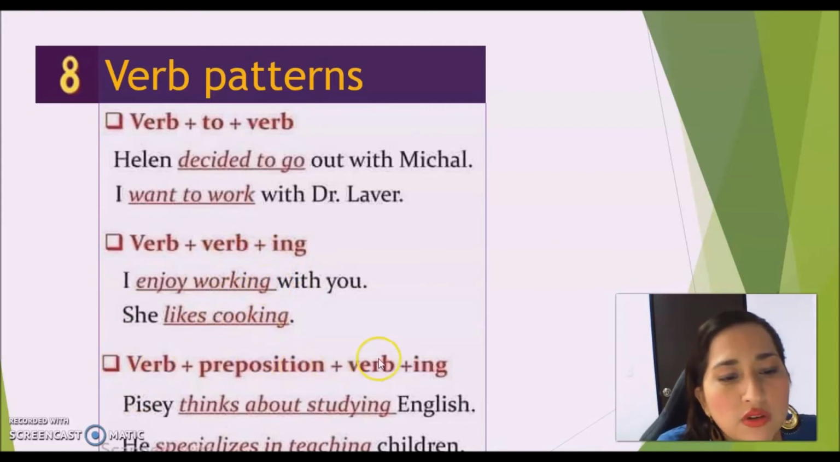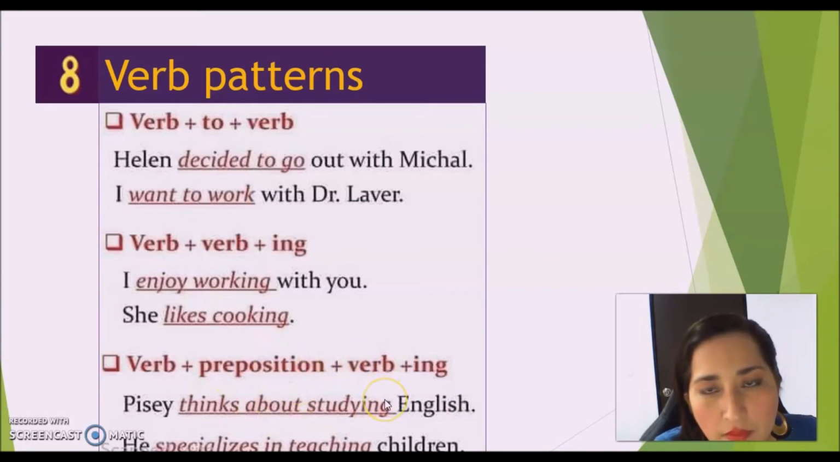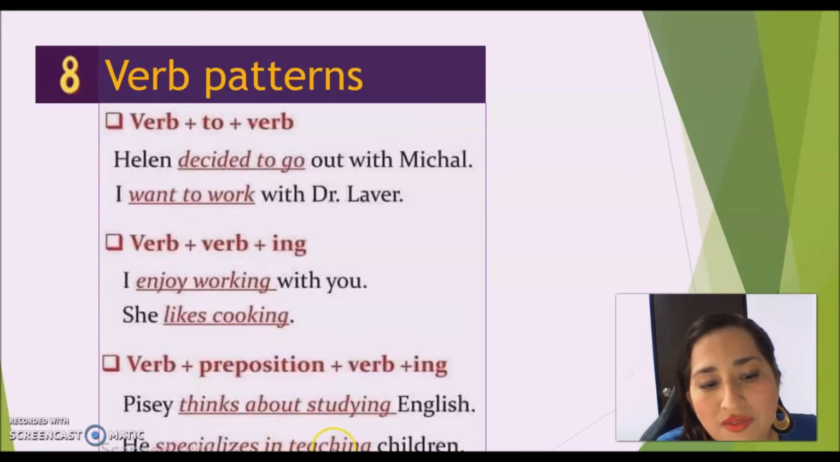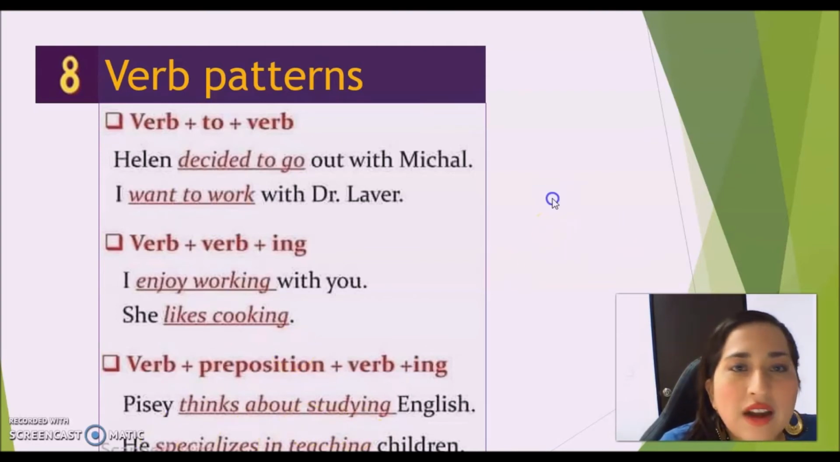When we have two different verbs, the second verb is with the ing form. Verb, preposition, verb plus ing. For example, she thinks about studying English. When we have a preposition, the next word is a verb, and this verb comes with ing. He specializes in teaching. After the preposition, the verb is with ing. Okay, so those are verb patterns.